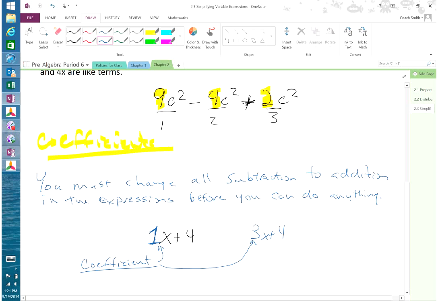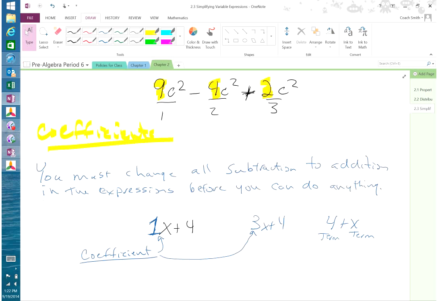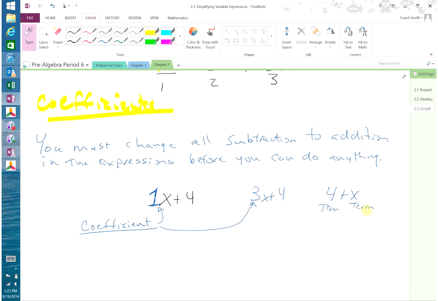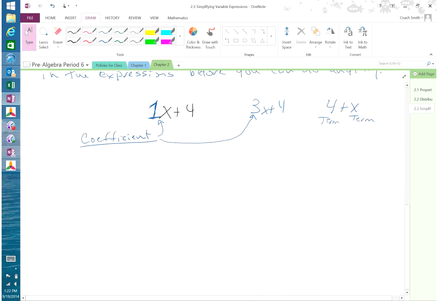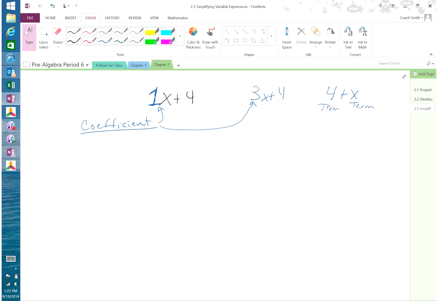If we were to reverse this and say 4 plus x, the 4 is in front of the variable, but there's another sign in between it. This would be a term, and this is a term. And we're going to talk about identifying these things in just 1 second. All right, the next one we had was like terms. I'm going to put one on the screen here that we can start going through so we can get an idea of all these.